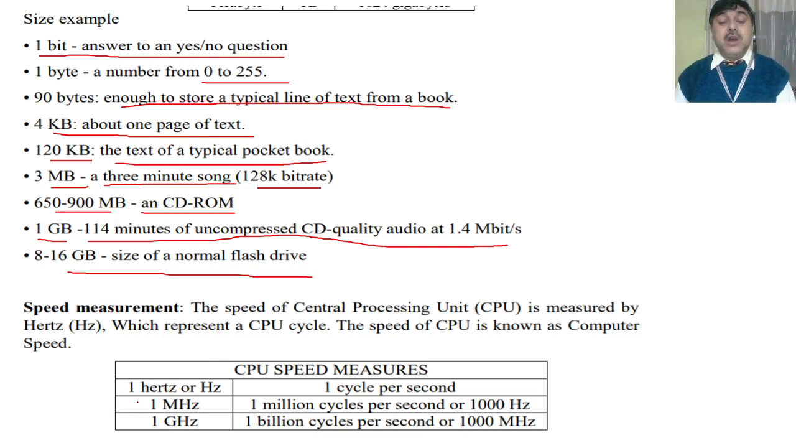When we are talking about a computer central processing unit, in this measurement section we have hertz. Hertz means what? 1 hertz is a cycle per second, 1 cycle per second that the CPU does the work. Different types of speed are calculated: 1 hertz, 1 megahertz, 1 gigahertz. 1 megahertz means 1 million cycles per second. 1 gigahertz means 1 billion cycles per second.